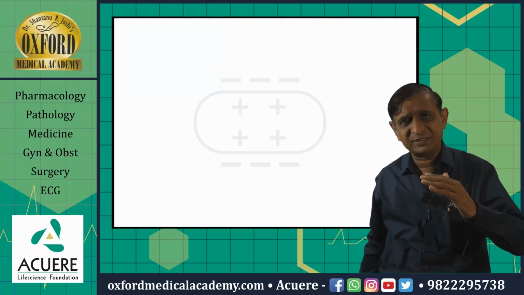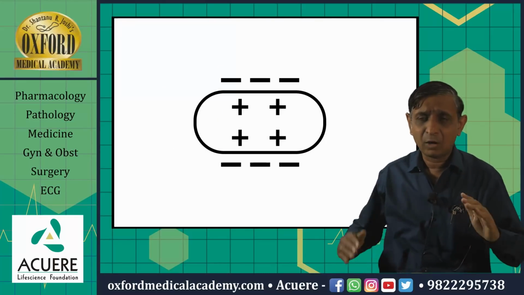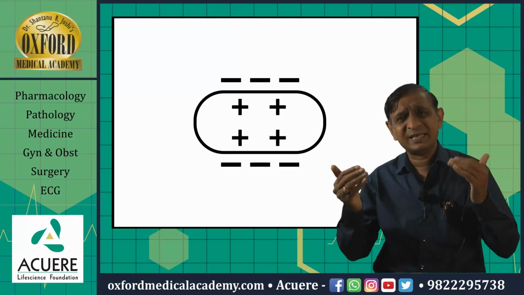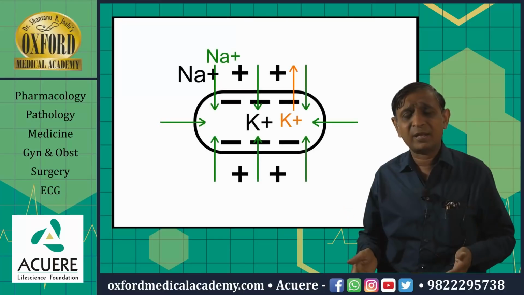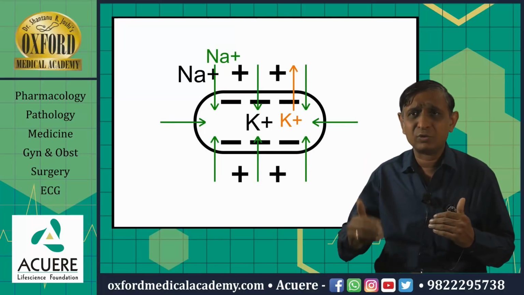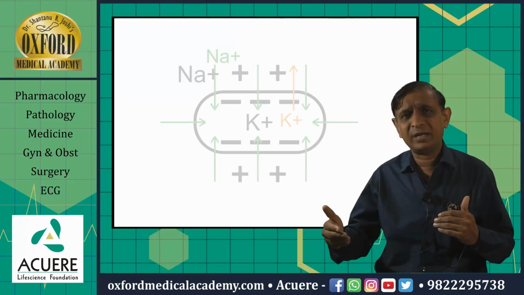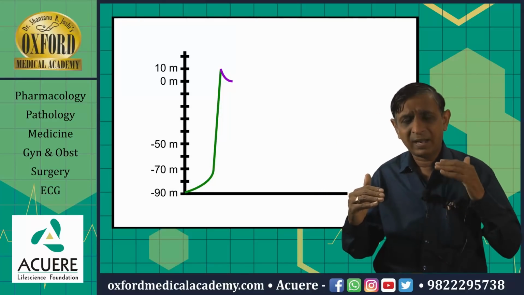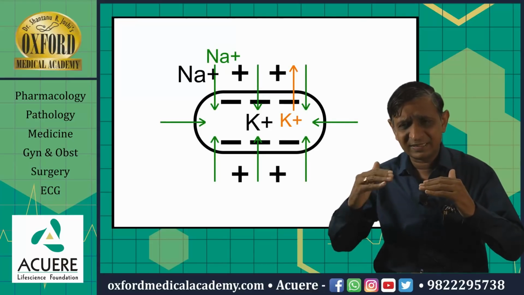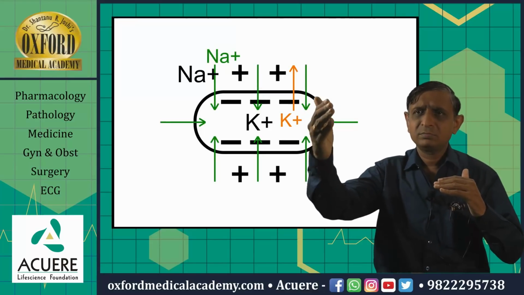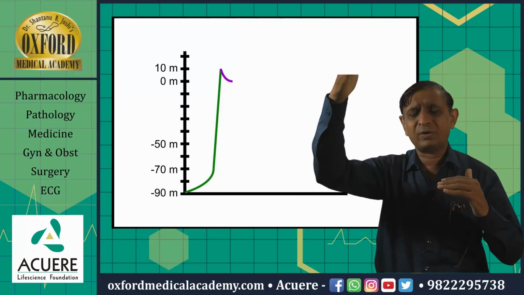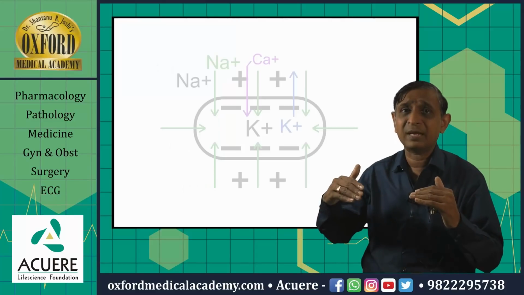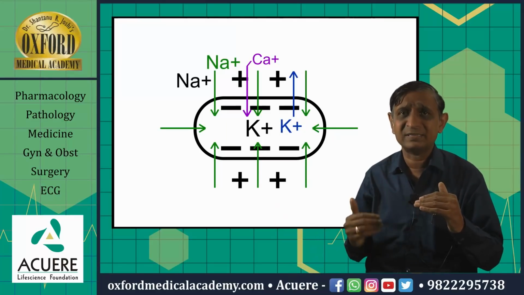When the electronegativity of a cell changes to electropositivity, outside of the cell becomes negative and inside of the cell becomes positive. As now inside of the cell is positive, the potassium ion which is rich inside the cell starts going out. As some potassium from the cell is going out, the electropositivity that is plus 10 now reduces to 0, and at the time when it comes to 0, some calcium ions start coming inside.